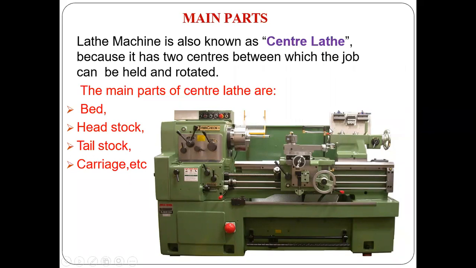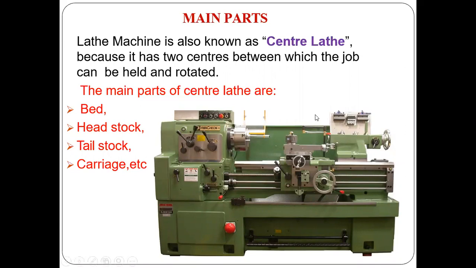This is not rotating; it is stationary at this particular point. This is called the tailstock. Normally the headstock is at the left side of the machine when you are standing in front of it, and the tailstock is at the right side. So the headstock is at one end and the tailstock at the other end, and in between them you hold the workpiece.